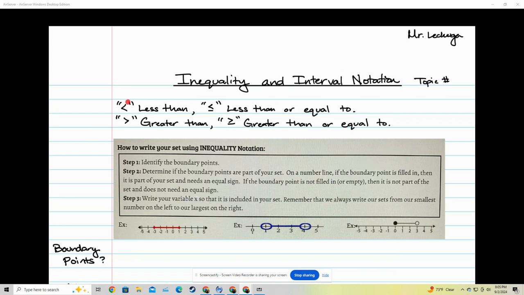Just remember that if it's pointing to the left, then it's less than. I like to tell the students, if you can make an L with your hand, then it's a less than. If you can't make an L, if it's going the other way, that looks kind of like a backwards L, then it's a greater than.